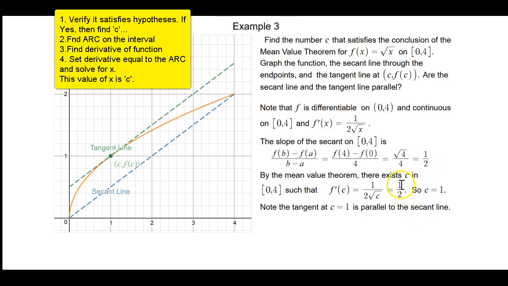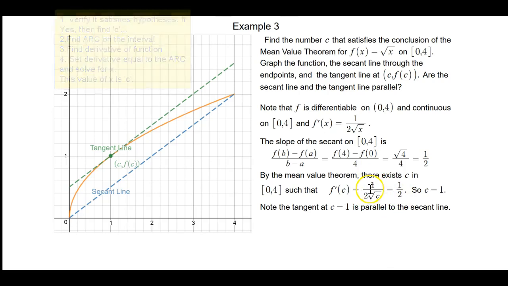So we set the slope of the secant equal to the derivative evaluated at c, and then to solve for c, we just solve this equation. So c equals 1.